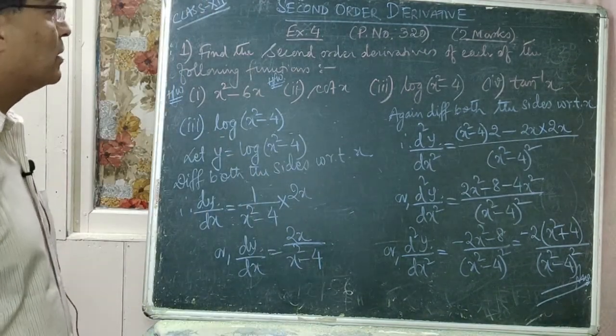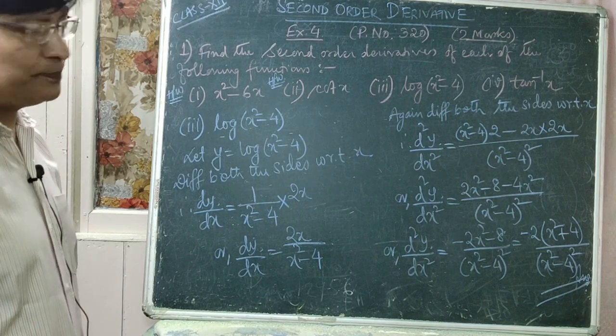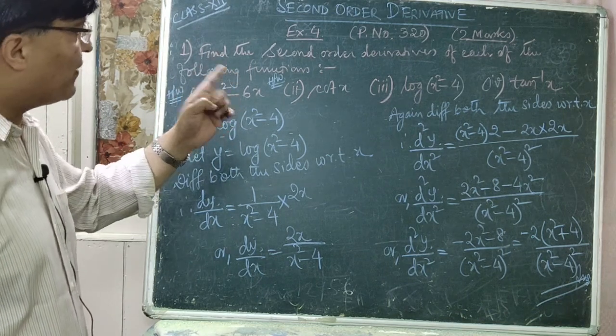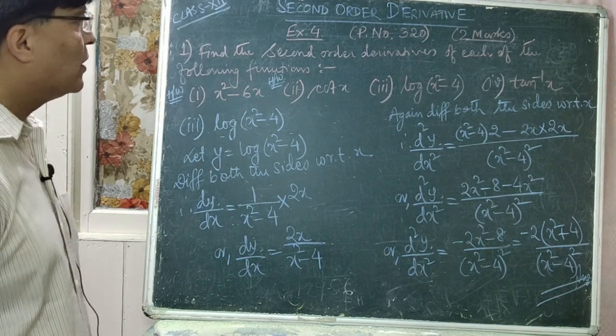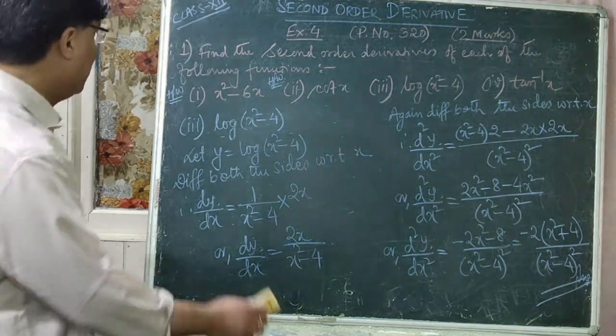So now let's do question number 4. That is, you have to find out the second order derivative of tan inverse x. Okay.